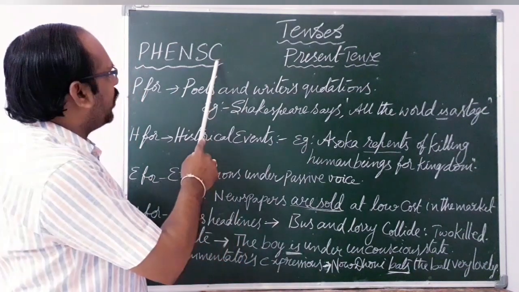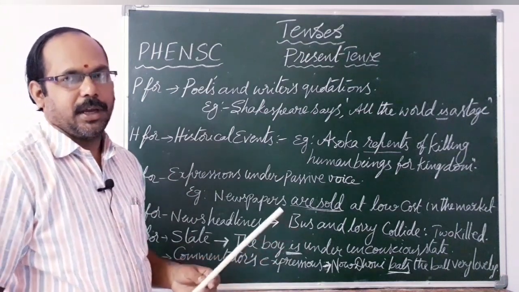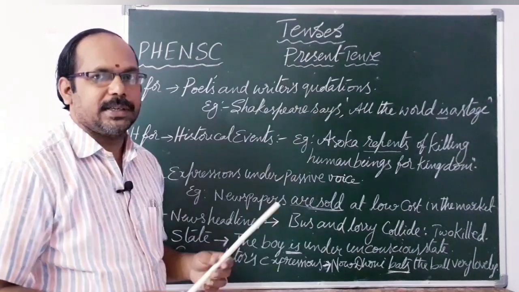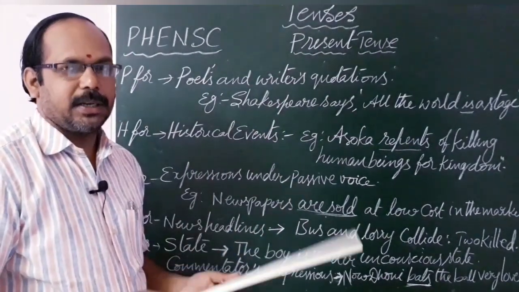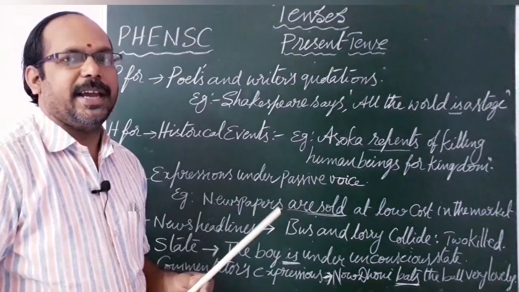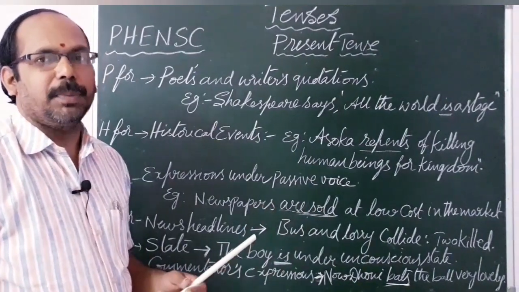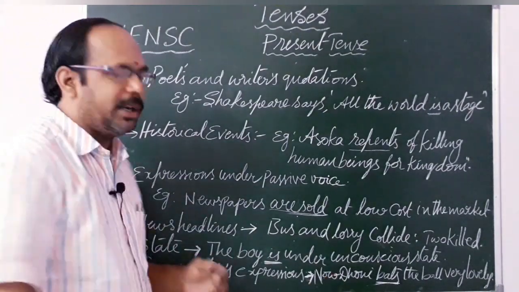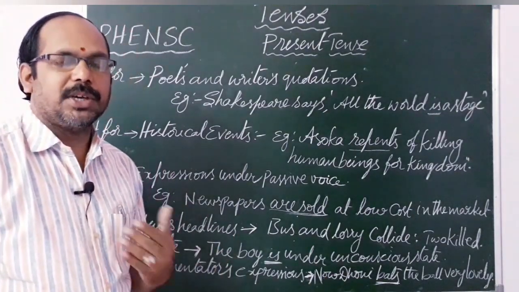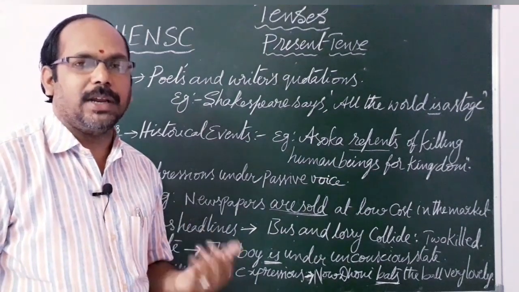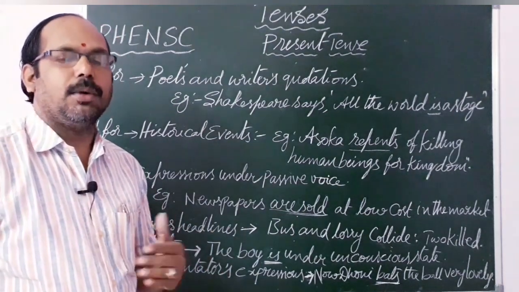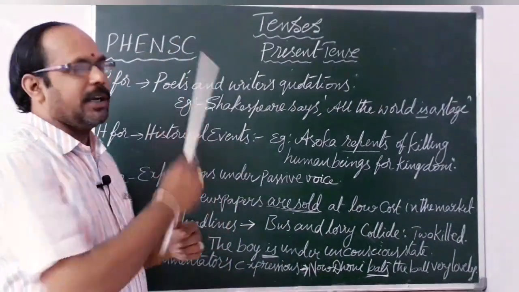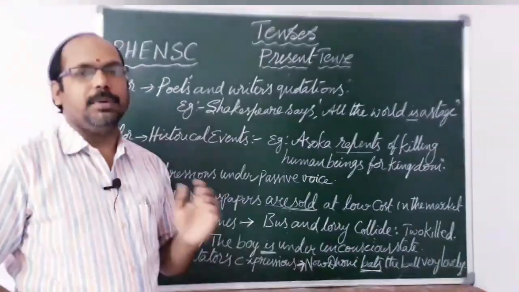Next one, C for commentators' expressions. Commentary, while cricket is going on before us and we are watching it, all the commentators express their feelings in simple present only. So, for example, commentators' expressions: Now Dhoni bats the ball very slowly. Now Sachin fields the ball, catches the ball very nicely. Like that, we can express all these UTRAFH and FENSC expressions in simple present tense.